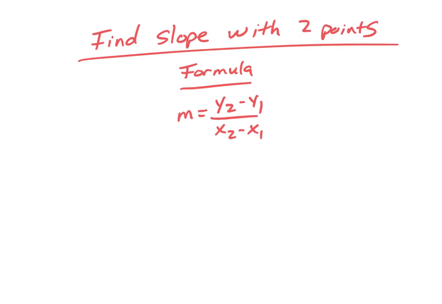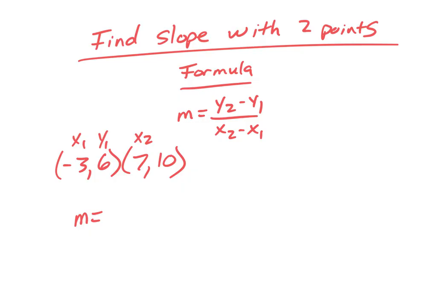If I gave you 2 ordered pairs, I would go, and I should say, even though I think we probably know this, lowercase m is always used to represent slope. We saw it the other day when we talked about y equals mx plus b. Anytime we see lowercase m, it represents our slope. This is x1, y1, x2, y2. So we're going to go 10 minus 6 over 7 minus -3.